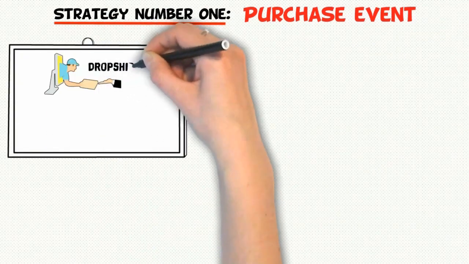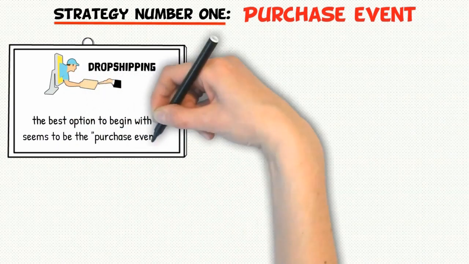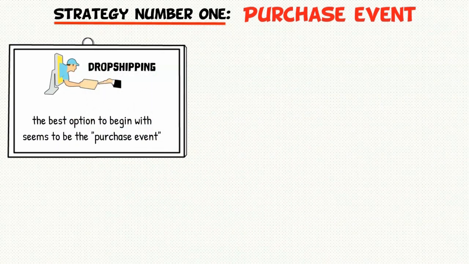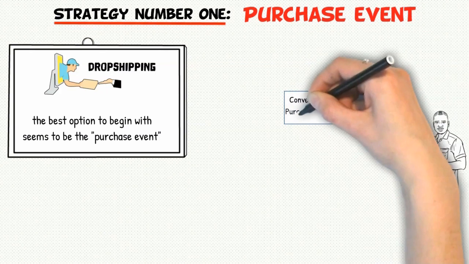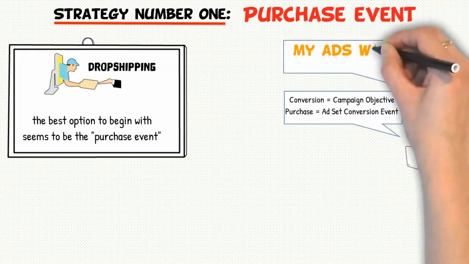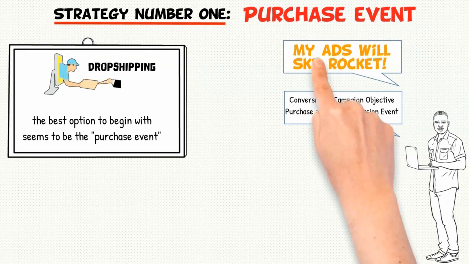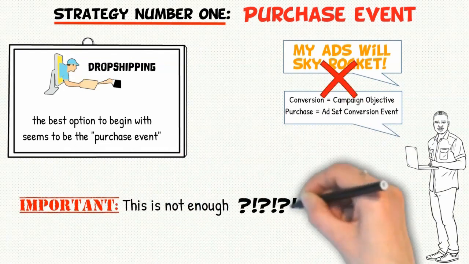Strategy number 1, purchase event. When you are operating as a dropshipper, the best option to begin with seems to be purchase event. This seems easy, right? I will pick conversion as my campaign objective and purchase as my ad set conversion event, and my ads will skyrocket. Well, unfortunately, this is not enough.